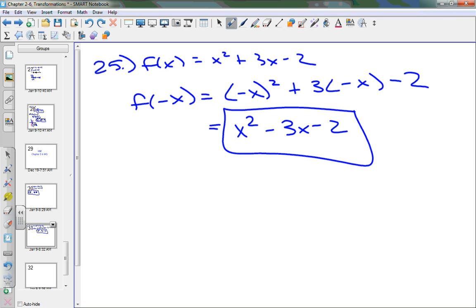Number 25. Now, this is exactly like Damien's problem that we talked about earlier. What happens to f of x minus 3, f of x plus 1, and then draw them.